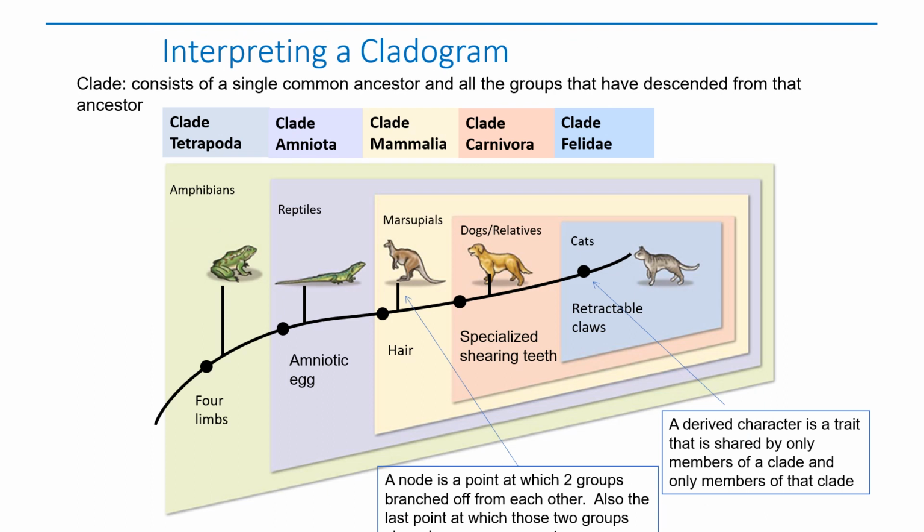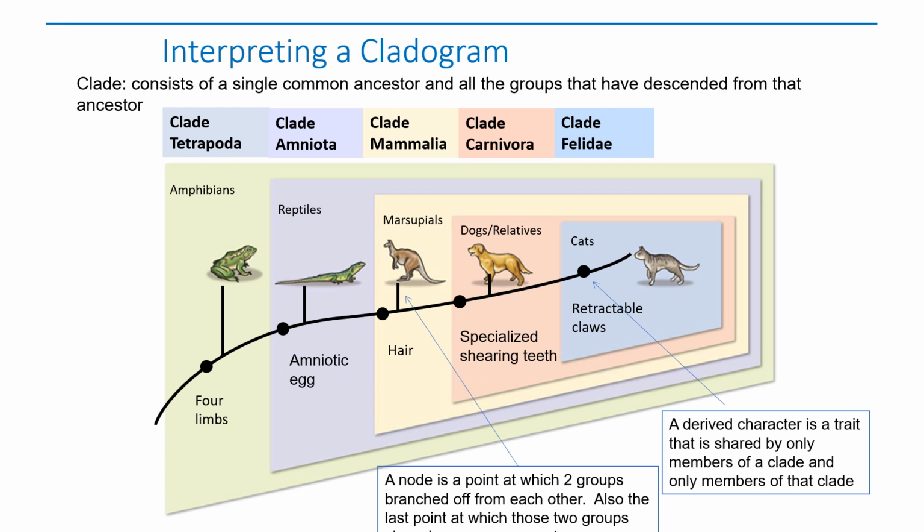So when we interpret a cladogram, a clade is considered a single common ancestor that all the groups have descended from. So this is looking at these different clades. And then you can see these areas, they're called nodes. It's a point at which 2 of the groups will branch off from each other. And it is the last point at which those groups shared a common ancestor. And you can see that there are different derived characters that are shared by only members of a clade.